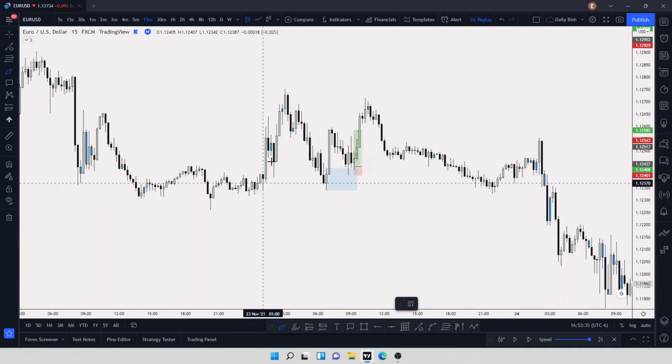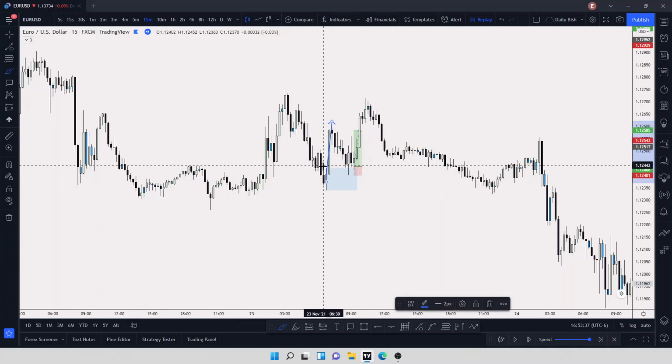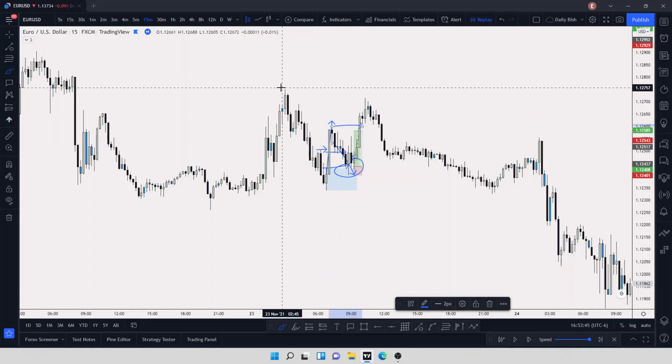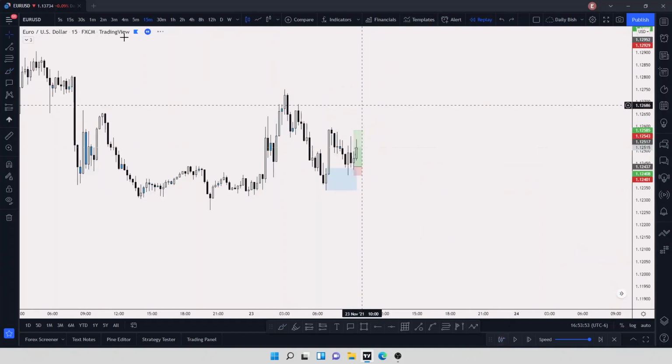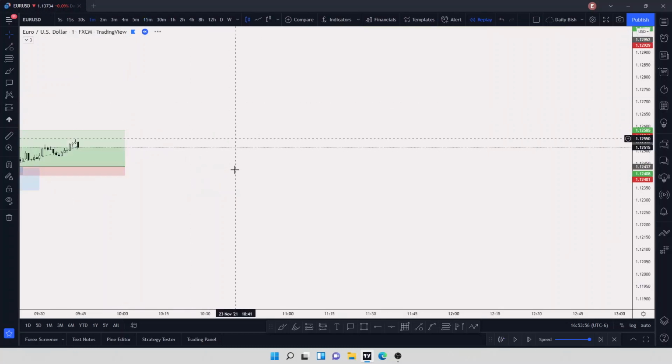So basically we see price break to the upside, has momentum, has imbalance, boom, comes back, taps this demand zone. We get a break of structure right here. We're looking to take price higher. This would be our first target, and then potentially could be a second target. So we're going to drop to the lower time frame. Let's use our handy dandy bar replay.